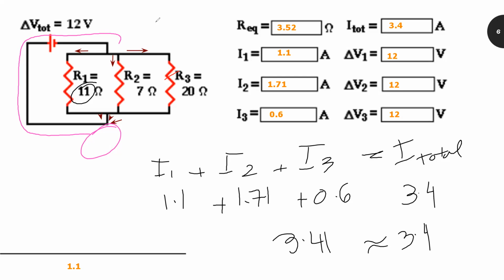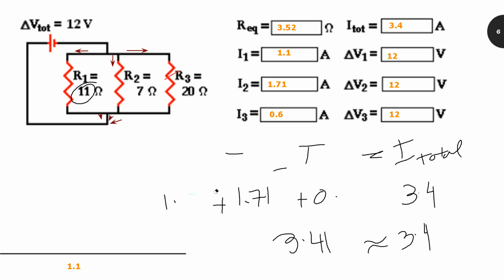So in a parallel circuit, as I told you, we have a current distributor. The currents are different according to the resistance, but the voltage will be the same. Is it clear? Yes, teacher.